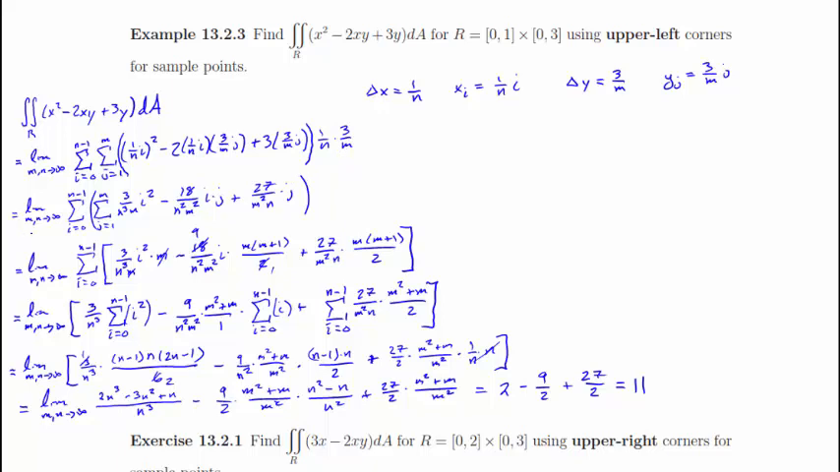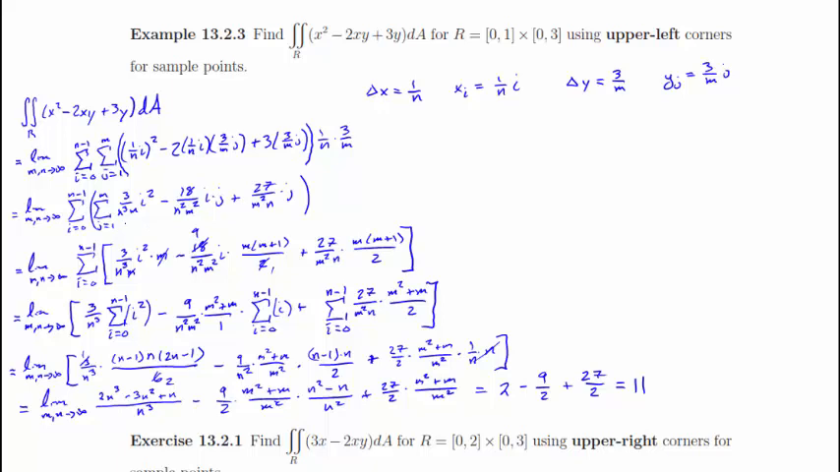This equals the limit as m and n go to infinity of the sum from i equals 0 to n minus 1, and then big parentheses, the sum from j equals 1 to m of 3 over n cubed m times i squared, minus 18 over n squared m squared times i times j, plus 27 over m squared n times j. I did this by distributing the 1 over n and the 3 over m into each of the terms.